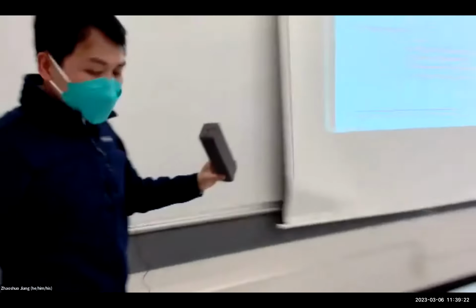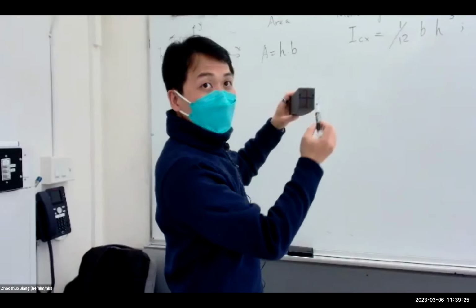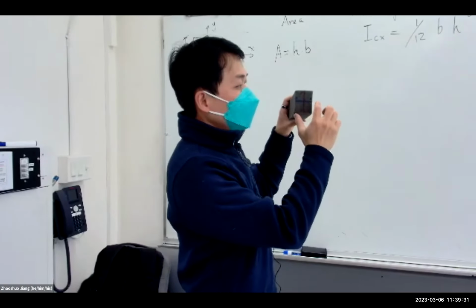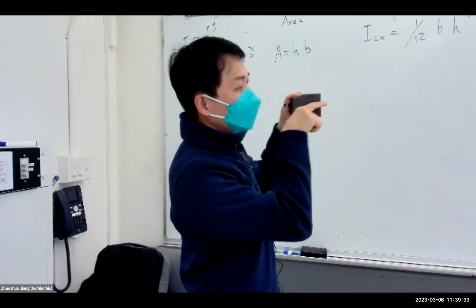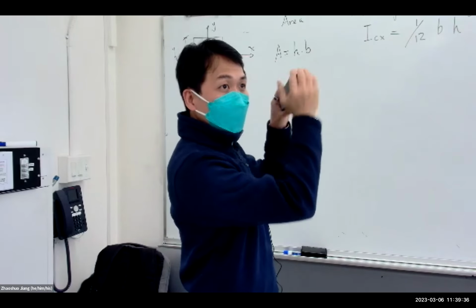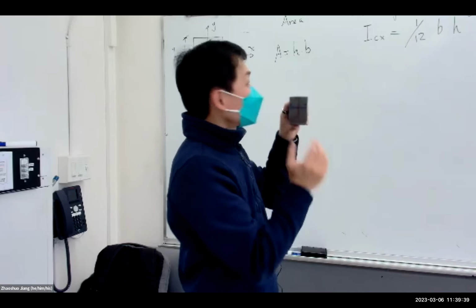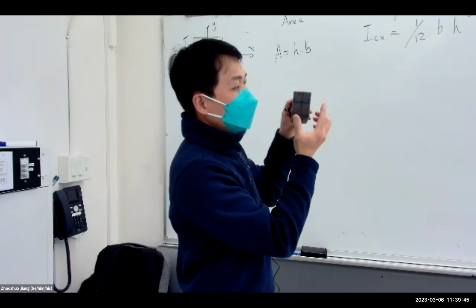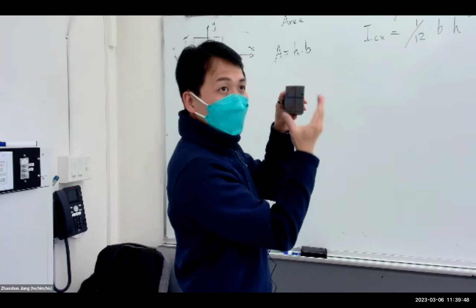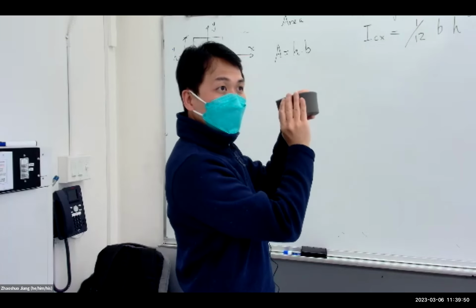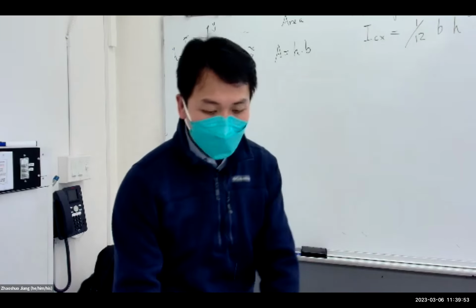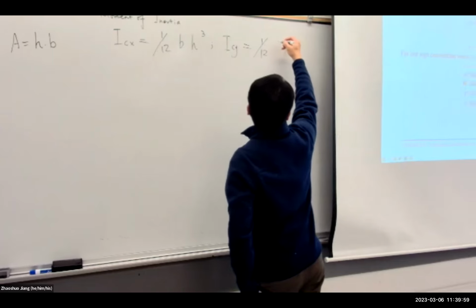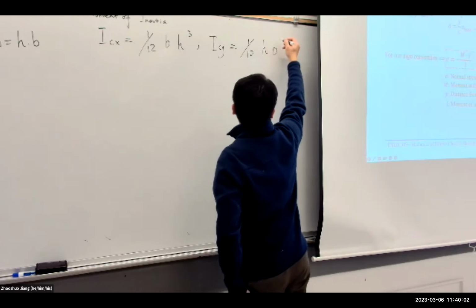Let me show you. So this is my x-axis. This is my y-axis. ICX is the moment of inertia of the cross section bending over this horizontal axis, meaning that you're trying to bend like this, up and down, right? ICY is the moment of inertia of the cross section bending along this vertical axis, meaning that you're trying to bend it like this, right? With that said, your ICY is going to be 1/12 h times b cubed.